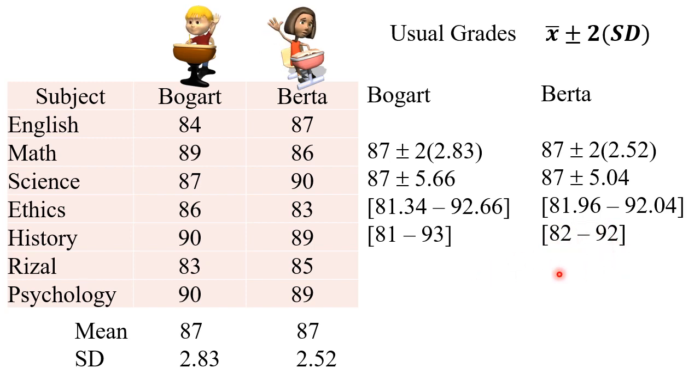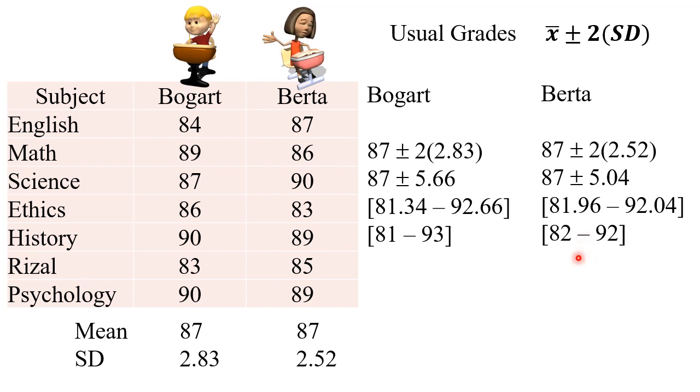So we can see clearly, class, that Berta's grades are very close to one another. Her lowest grade is only about 82 and her highest grade is only about 92. Compared to Berta, Bogart has a wider range. Mas wider yung grades ni Bogart compared to Berta. That's the reason why, class, Berta's grades are more consistent compared to Bogart.